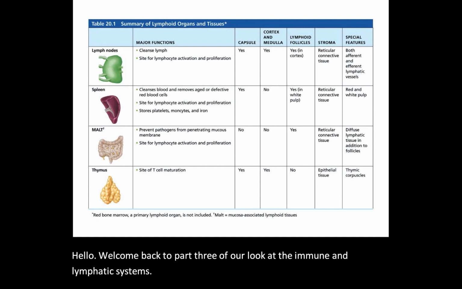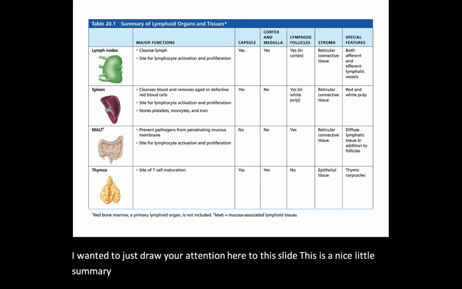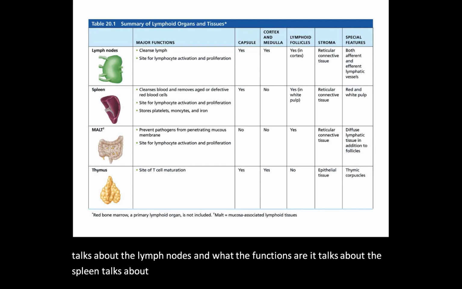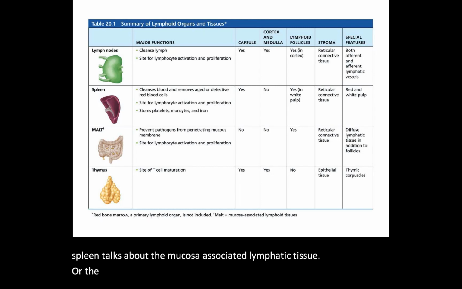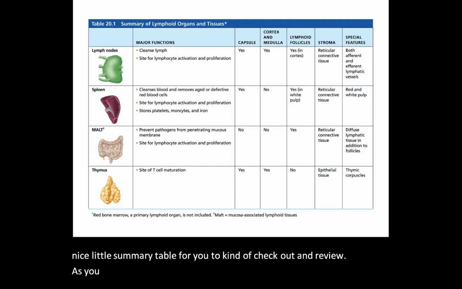I wanted to just draw your attention here to this slide. This is a nice little summary table of things that we talked about during video 2. It talks about the lymph nodes and what their functions are, the spleen, the mucosa-associated lymphatic tissue, or the MALT tissue, and the thymus as well. So this is a nice little summary table for you to check out and review as you are preparing for your exam.